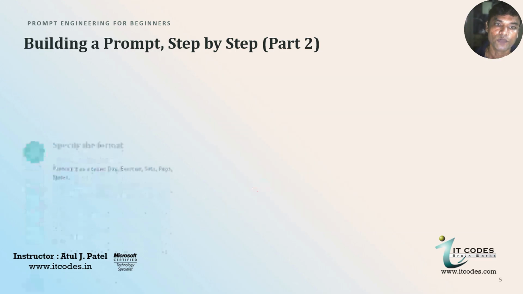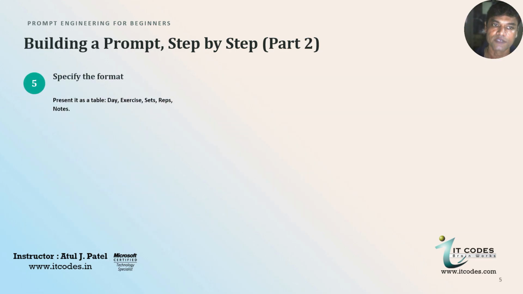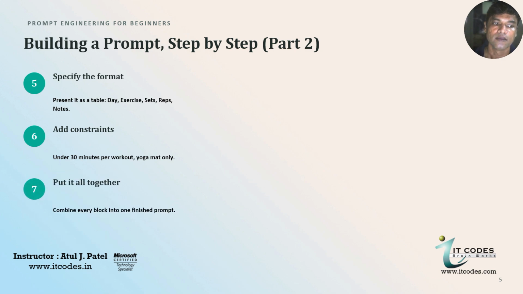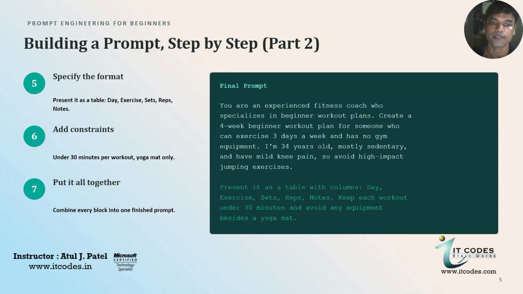So we jump on to the fifth part, that is, we specify the format. Present it in a table format. The output should be like day, exercise, sets, the repetitions, and the notes. And we also constrain the prompt output by under 30 minutes per workout, yoga mat only. We can put it all together, and now your prompt looks like this.